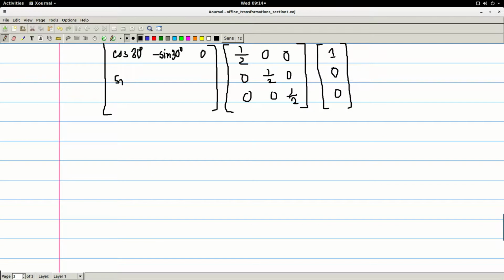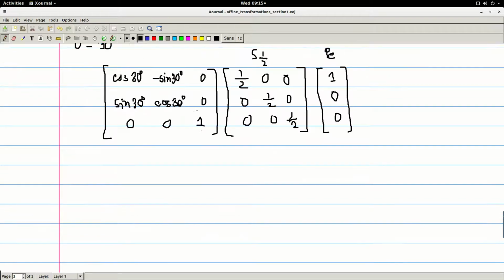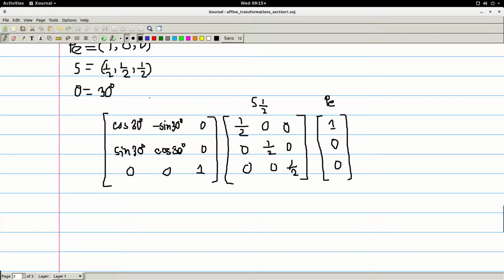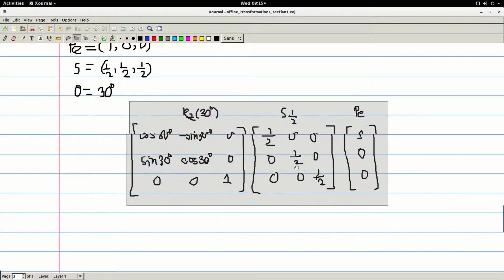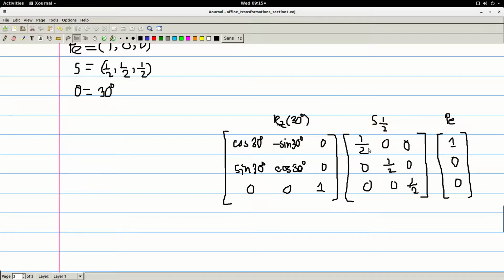Sin 30, cos 30, 0, and finally this is going to be 0, 0, 1. Is that clear? And this is our Rz, 30 degrees. I'm going to make some room over here. Okay. Alright, so that's that.